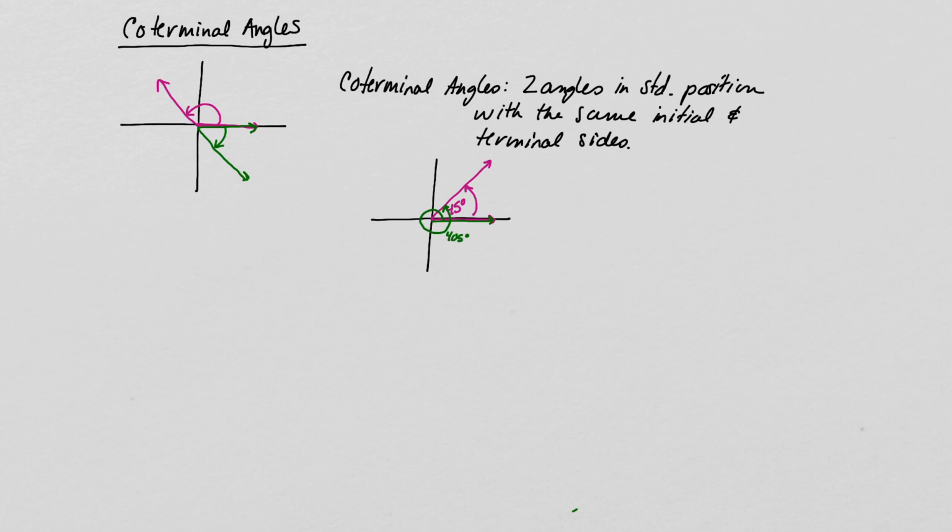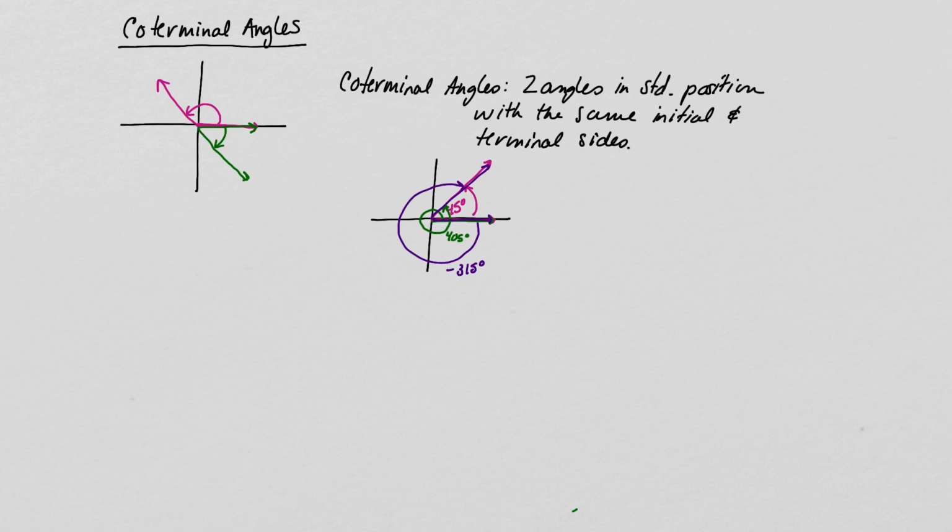You might have an angle that starts here, and maybe it swings the other direction, this way, and then stops here. In that case, that's negative 315 degrees. So all of those angles are coterminal angles. It's important to understand when angles are coterminal, because as we go forward in this course, angles that are coterminal are going to have similar properties.